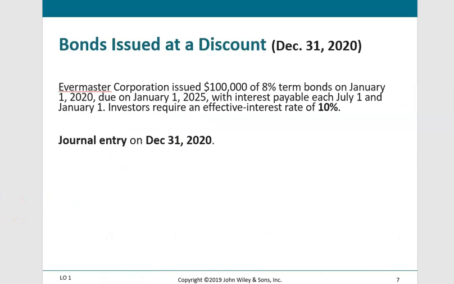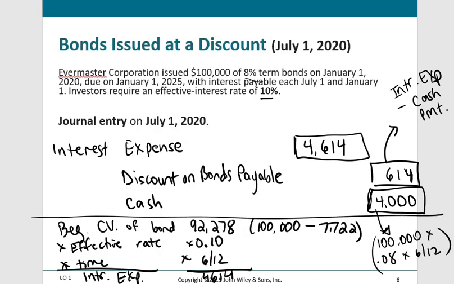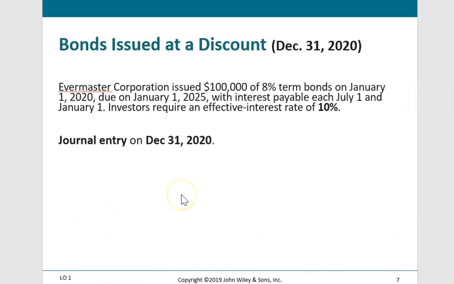The next journal entry is on December 31st. It's year end. We need to account for the fact that we've accrued interest, or we need to accrue interest from the last time an interest payment was made, July 1st, through December 31st. So this entry is going to look the same as the last one in terms of accounts, but the dollar amounts are going to change for the interest expense and the discount amortization. We're going to debit interest expense. We're going to credit to reduce the discount account.